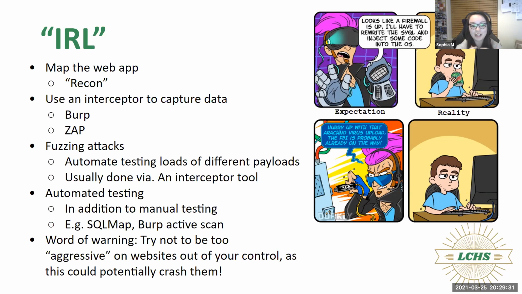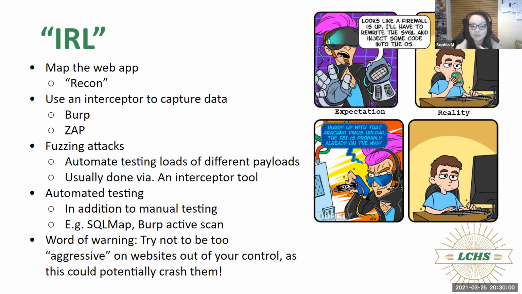But this is always recommended to do in addition to manual testing, because with automated testing it just fires a lot of random stuff at the website. And that's not really recommended, just in case it breaks things and you don't know why it's broken and it all goes terribly wrong. So again, you can use interceptors like Burp Active Scan. You can use tools like SQL Map, which I'm going to talk about a bit in a second.